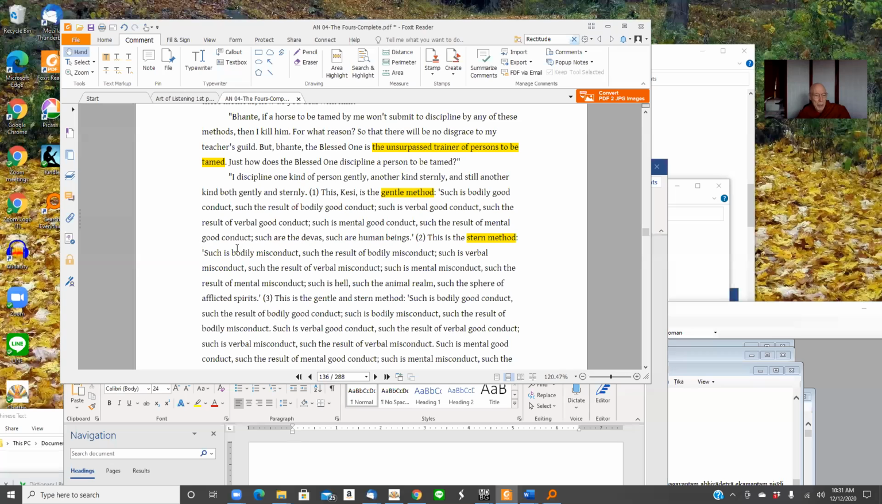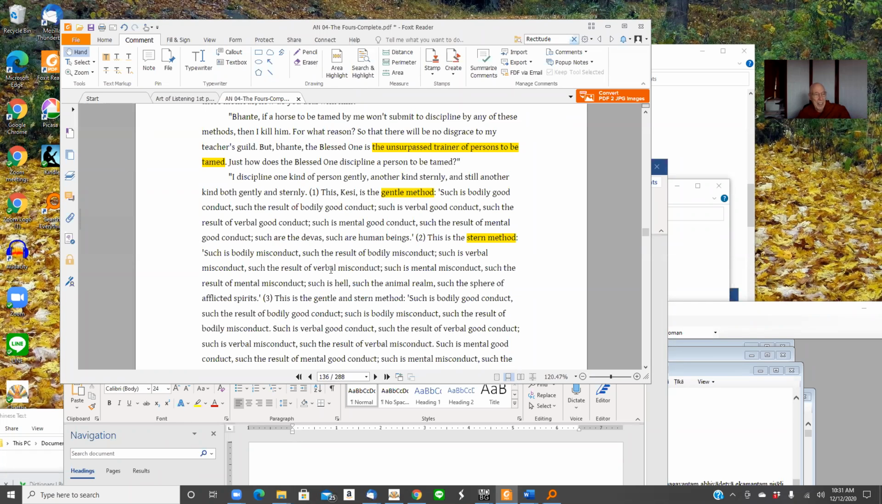So those are the ones who engage, or at least they're inclined to engage, in bodily misconduct, verbal misconduct, mental misconduct. So what is bodily misconduct? The 3 chief kinds. Killing, stealing, sexual misconduct.